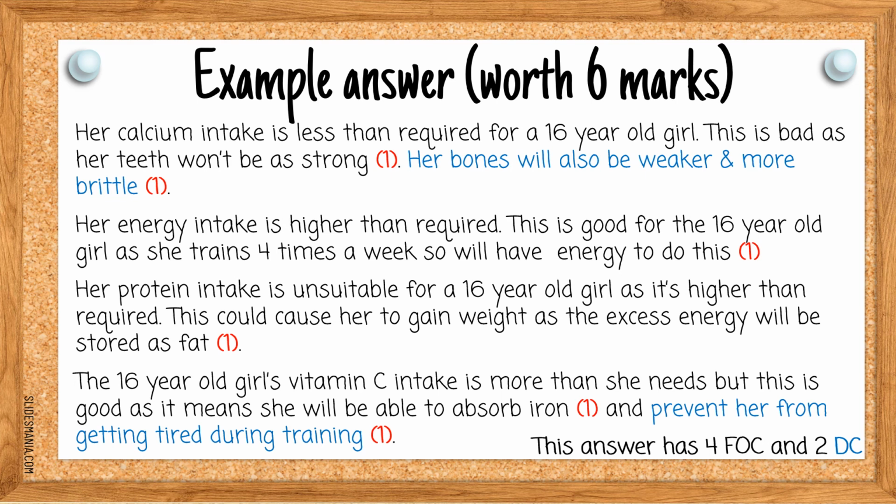The answer for energy is just fact, opinion, consequence, so we've just got 1 mark for that. The answer for protein is the same as energy. We've given a fact, an opinion, and a consequence, so that would just be worth 1 mark. The final answer about vitamin C has given a fact, opinion, and a consequence, so they've got 1 mark, and then they've gone on to develop that answer. So they've got a second mark for vitamin C, which is also a developed consequence.